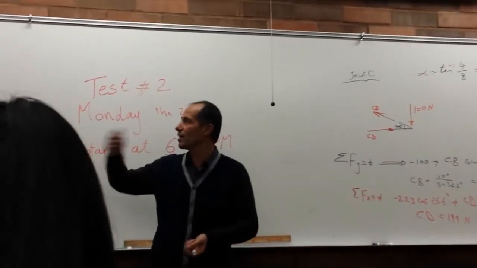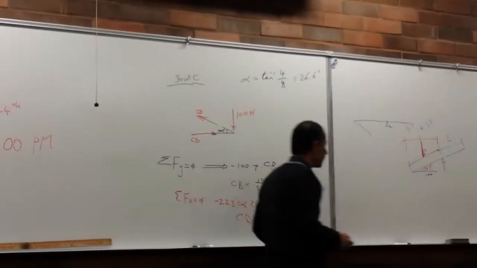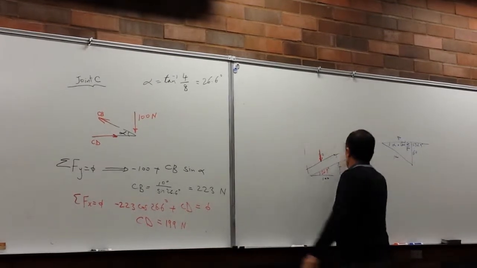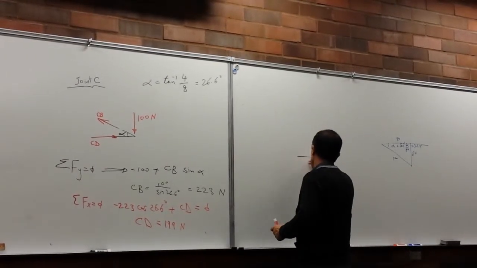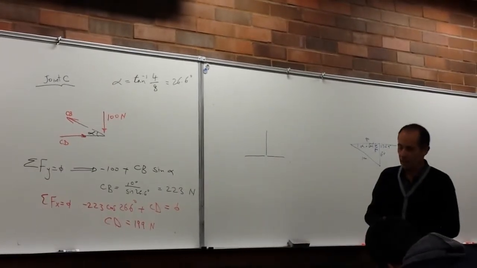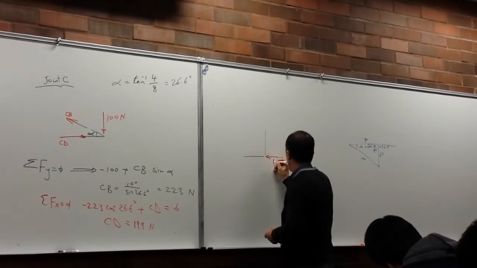Okay. Let's go to C. You mean D? D, sorry. D has 1, 2, 3. This one here is not. 199.